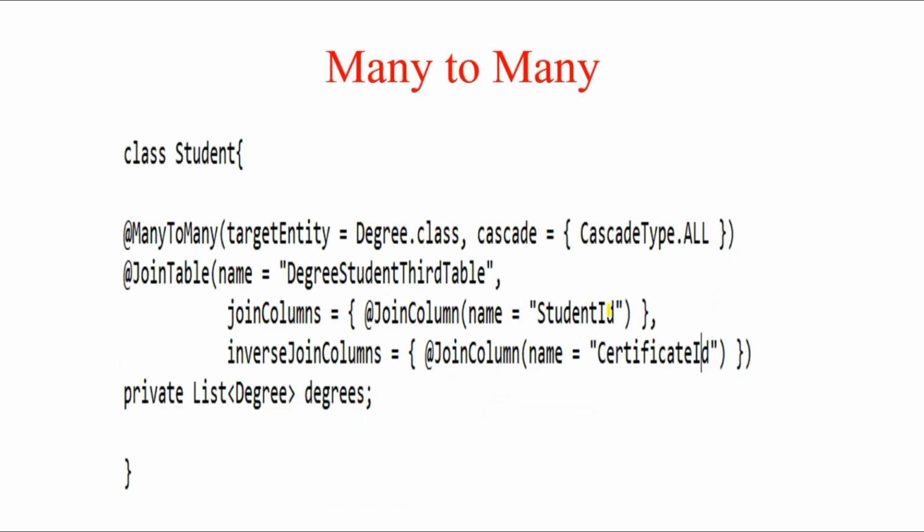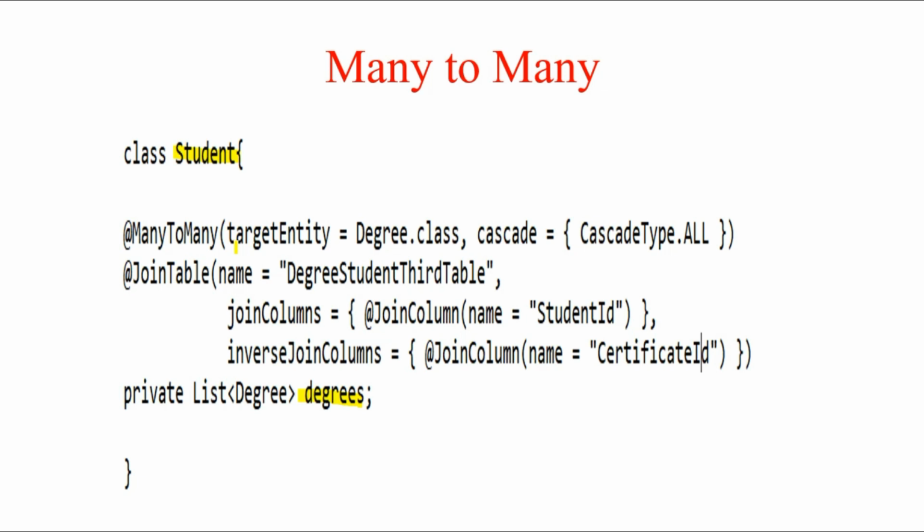Now a many-to-many example. Suppose I have a student class and a degree class. One student can have many degrees, like BSc, MSc, BE, BTech, anything. So one student can have multiple degrees. Similarly, one degree is not allotted to just one student. BE might be a degree done by multiple students. So for one particular degree, there can be multiple students enrolled. This is how you do the many-to-many mapping.